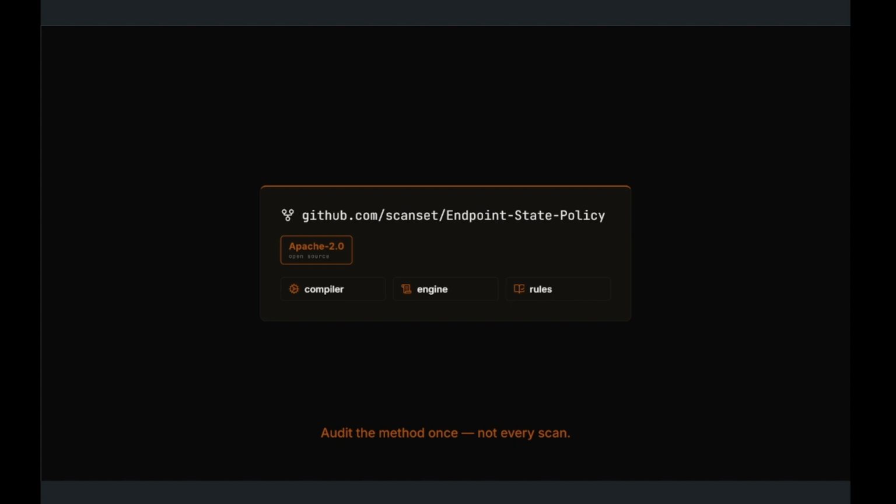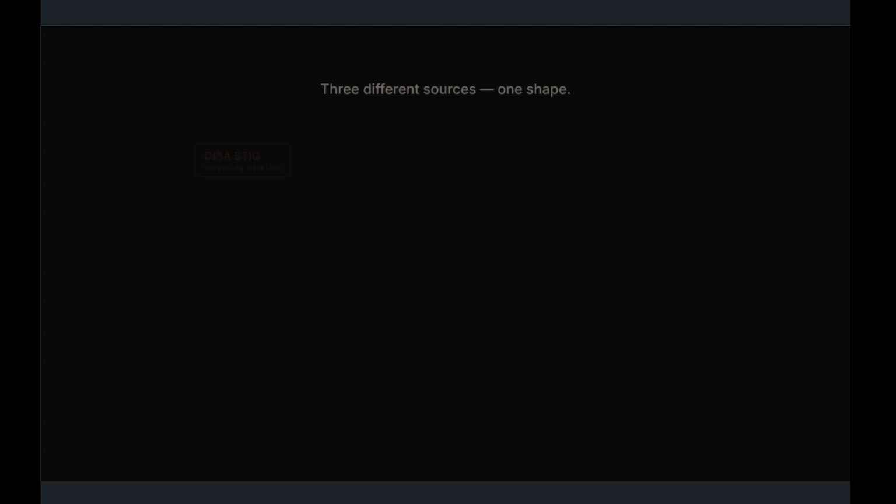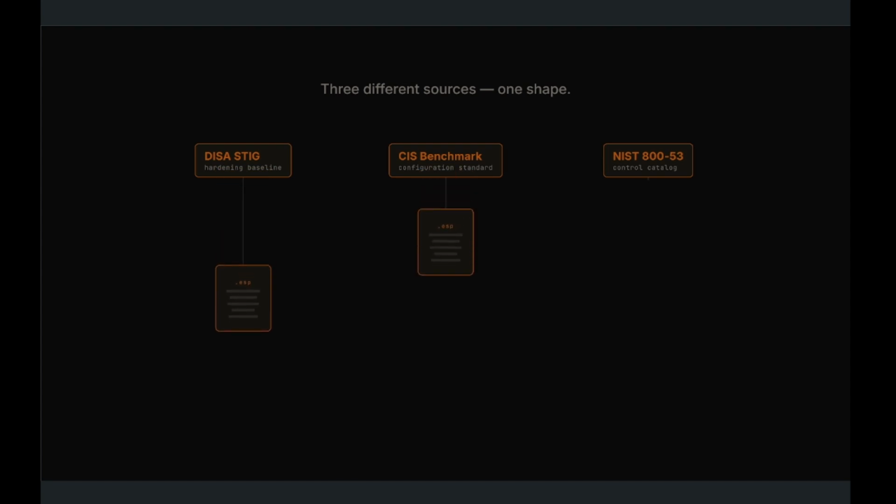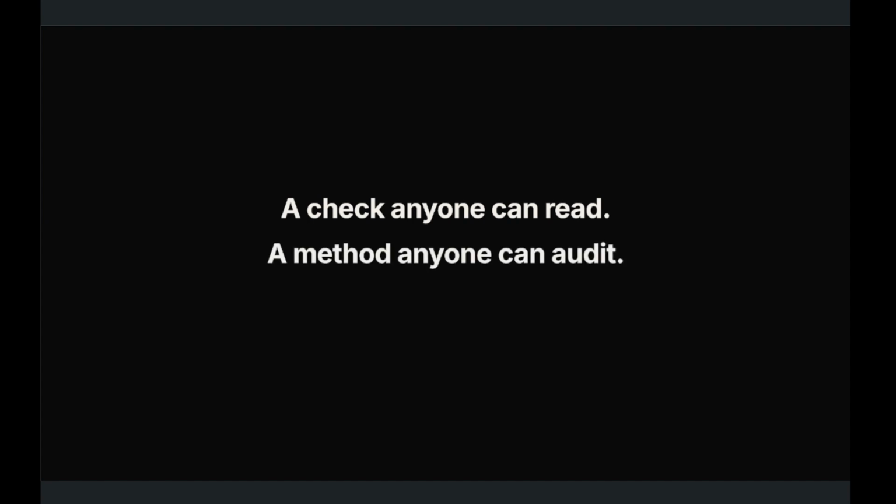And it is one language. See, the ESP structure expresses a variety of frameworks. This is STIG, CIS benchmarks, 853, across every platform. So you learn to read one policy and you can read them all. That's a check anyone can read, a method anyone can audit, and the result is the same every time. That is what policy as data delivers.